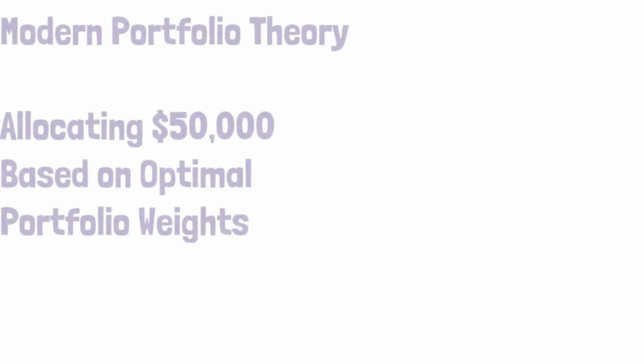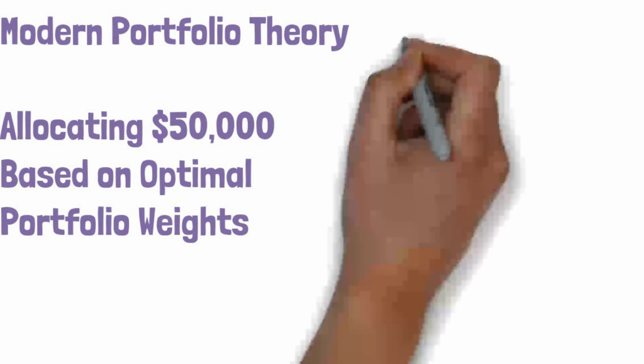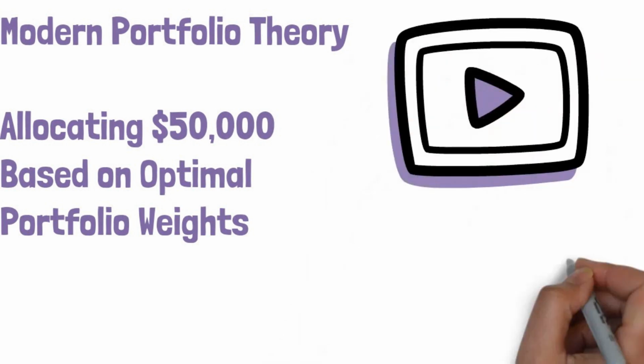This video shows you how to use modern portfolio theory in Python to allocate $50,000 based on optimal portfolio weights.